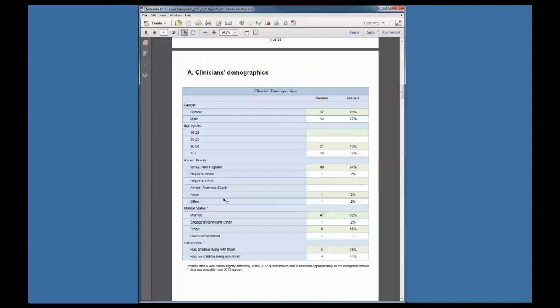Race and ethnicity is here. Notice that the questionnaires ask about Hispanic as an ethnicity, apart from how they ask about race. Therefore you can be white, non-Hispanic, white, Hispanic, Hispanic other, or African American black, and the dashes mean there's nobody in those groups.